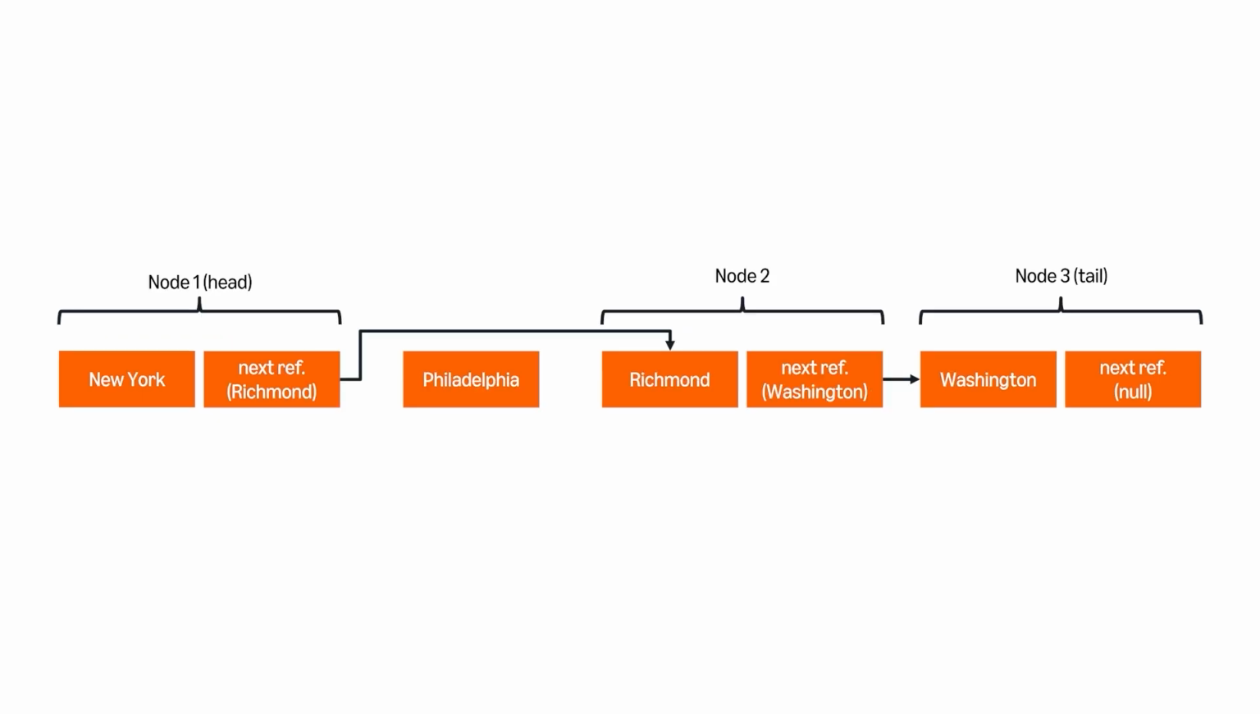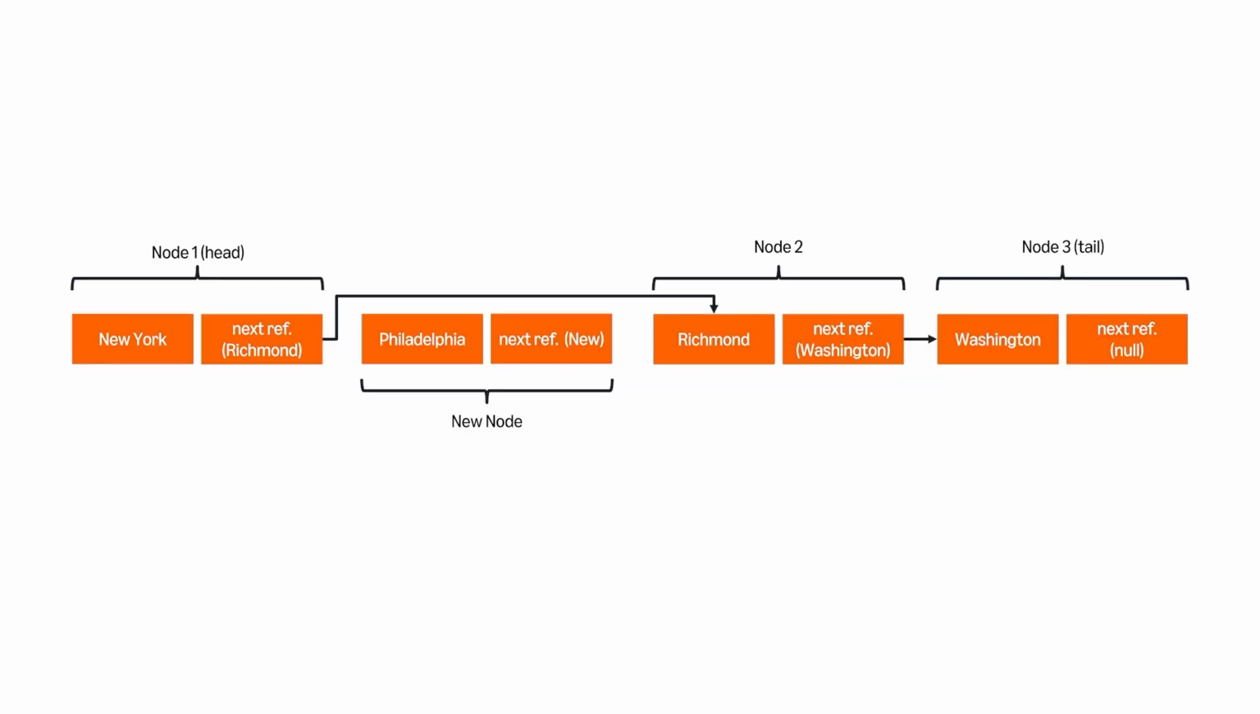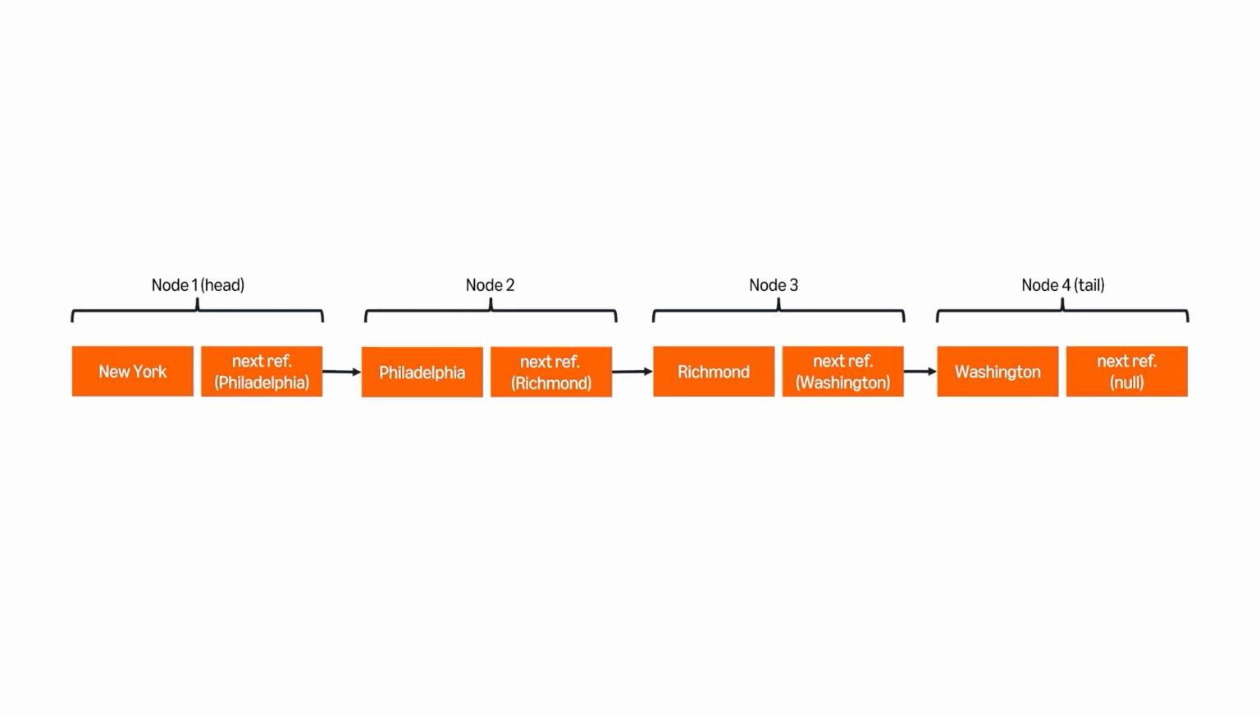If you want to add Philadelphia to your journey, placing it after Richmond but before Washington, here's how it works. First, create a new node for Philadelphia. Next, adjust the links by connecting Richmond to Philadelphia instead of directly to Washington. Finally, link Philadelphia to Washington.